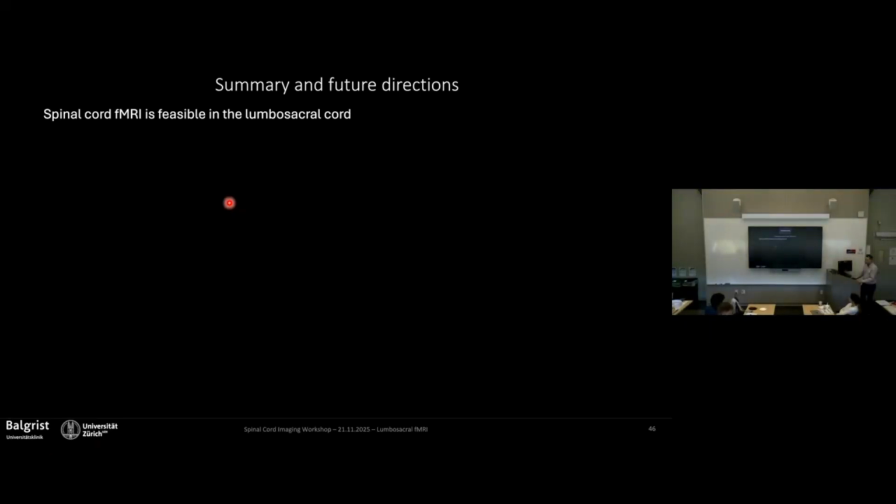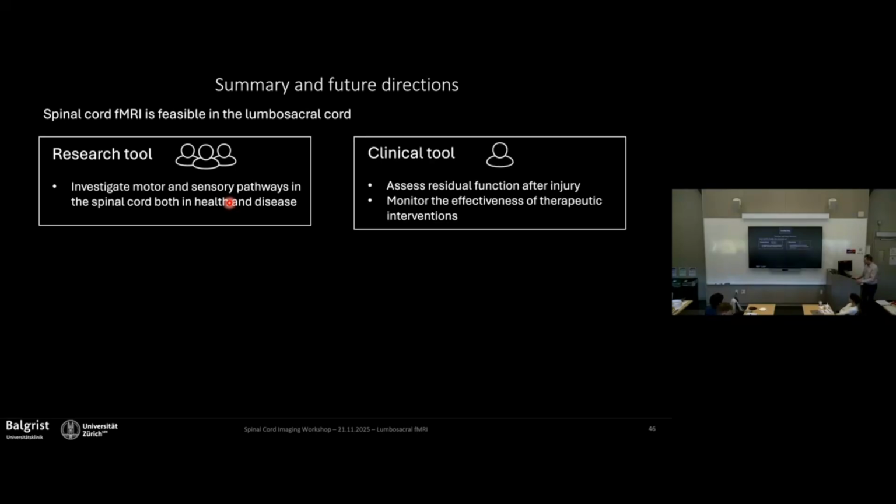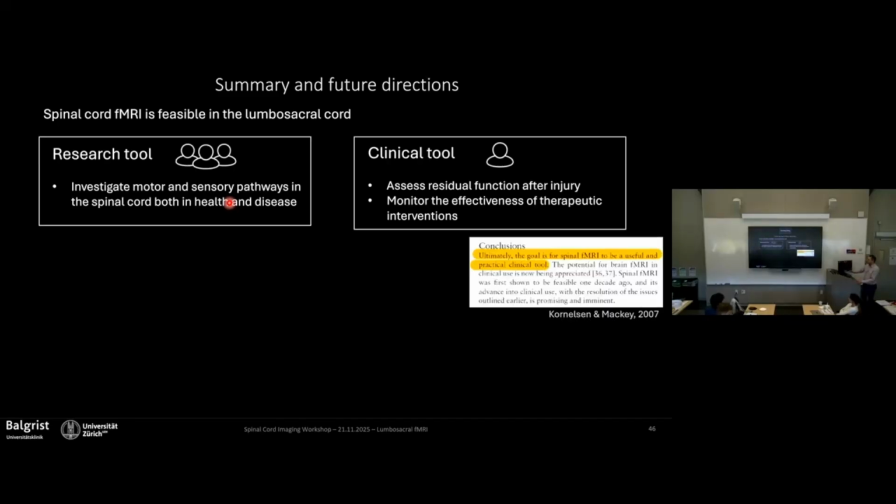So, final slides: we look at spinal cord fMRI currently as a research tool that can be used on group level studies to investigate motor and sensory pathways. But of course, ideally, we would like to use it as a clinical tool to assess residual function after injury, and investigate effectiveness of therapeutic interventions. This need was already recognized almost 20 years ago. From this study, the goal is for spinal fMRI to be a useful and practical clinical tool.